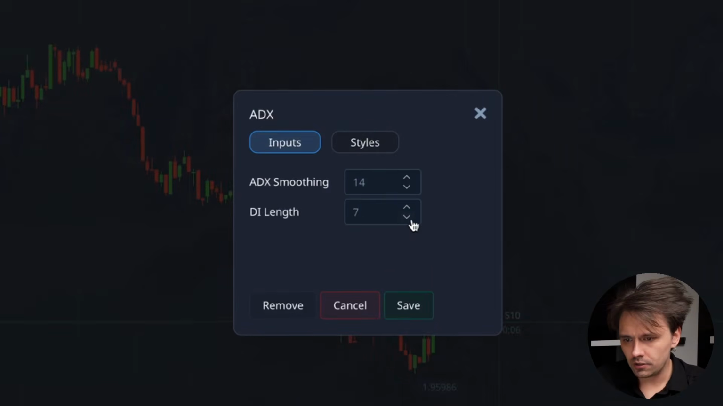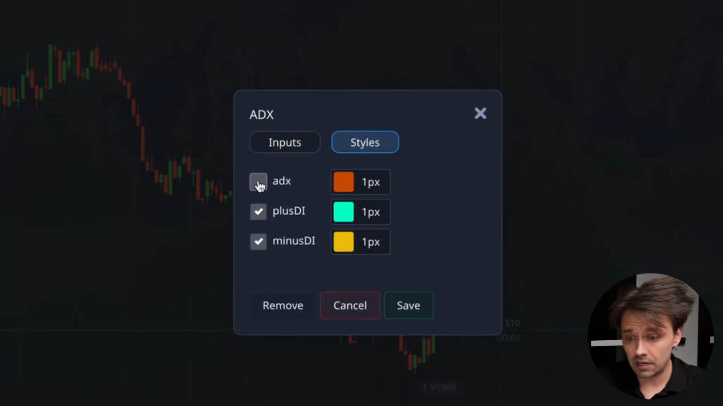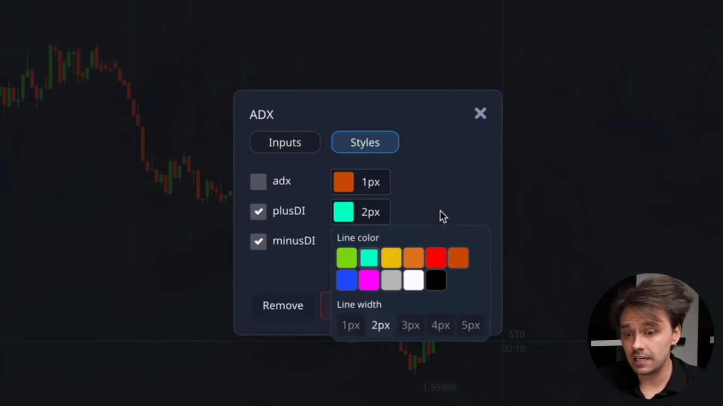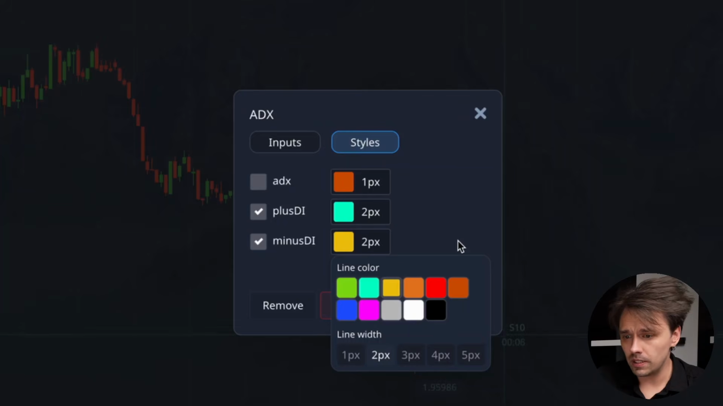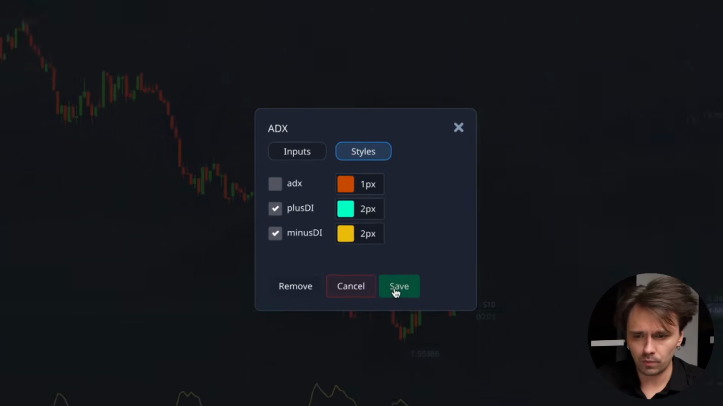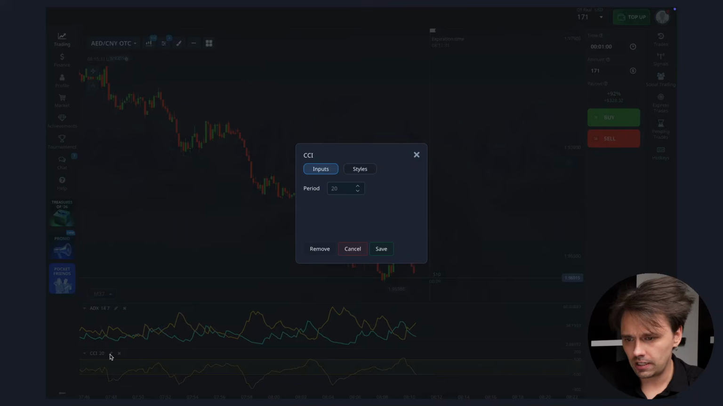ADX, I'll set DI to 7. This is a faster definition of direction. For the style, I'll remove the ADX line. The plus will be light blue and the minus yellow. We'll focus on these. Now CCI.